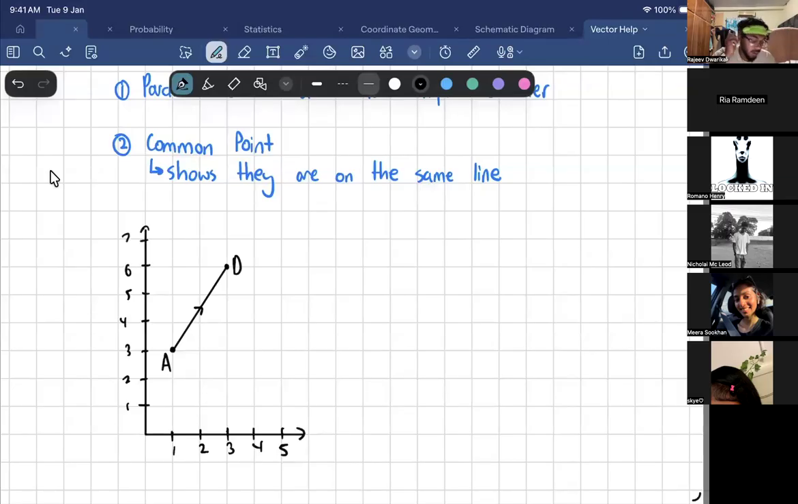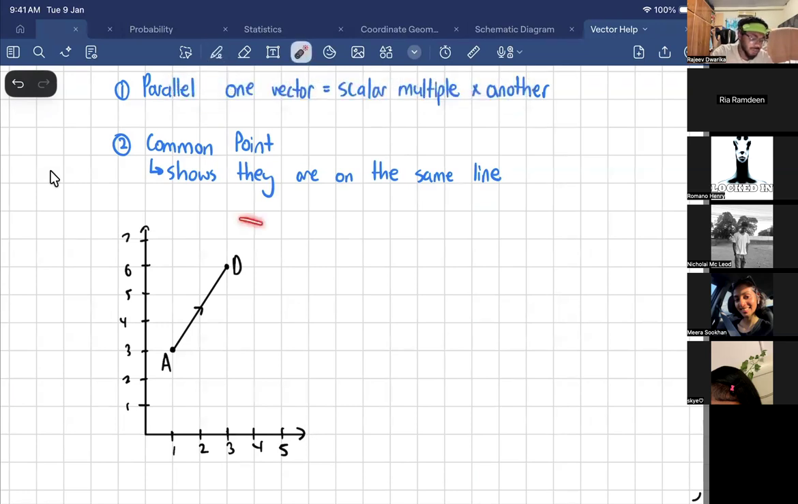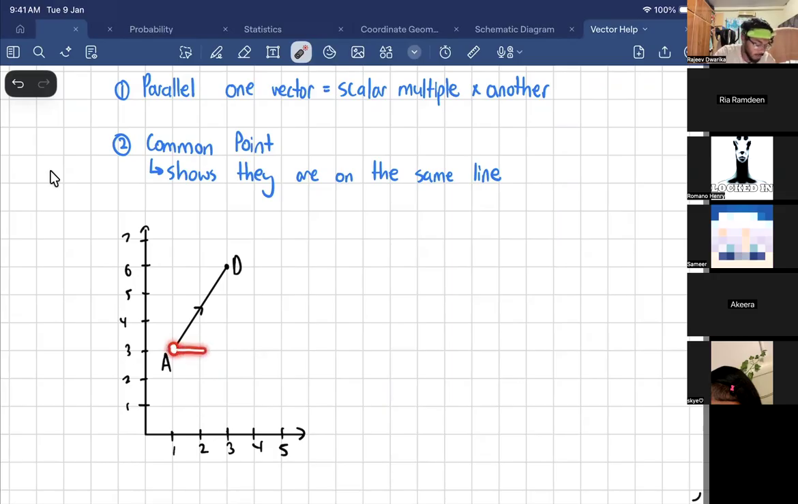Check this out. Could somebody just quickly read it off and tell me what vector AD is? 1, 6? No, it wouldn't be 1, 6. What you are describing would be a position vector. A position vector starts at the origin. This vector starts at A. So from A, you would have to move 2 spaces to the right, and then 3 spaces up. So that vector is 2, 3.